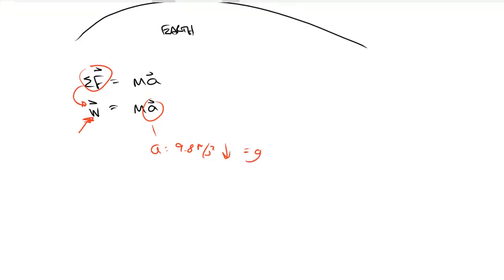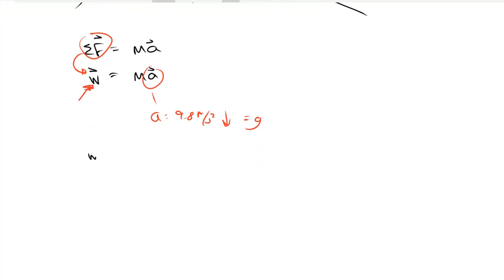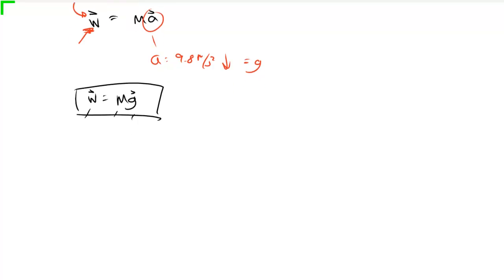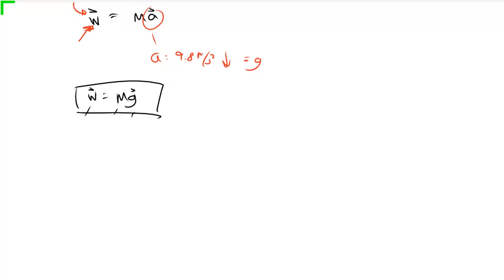So weight is the mass of an object times the gravitational acceleration. So we have a force as equal to a mass times a specific acceleration here, right? So the definition of weight, and like I said, we'll define this more specifically later on, but weight is simply an object's mass times the acceleration due to gravity.